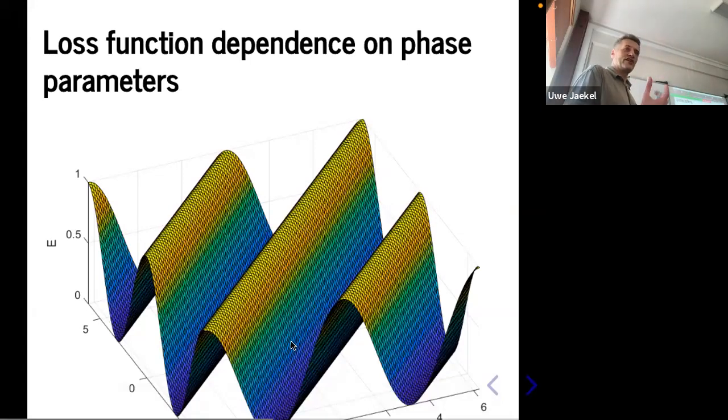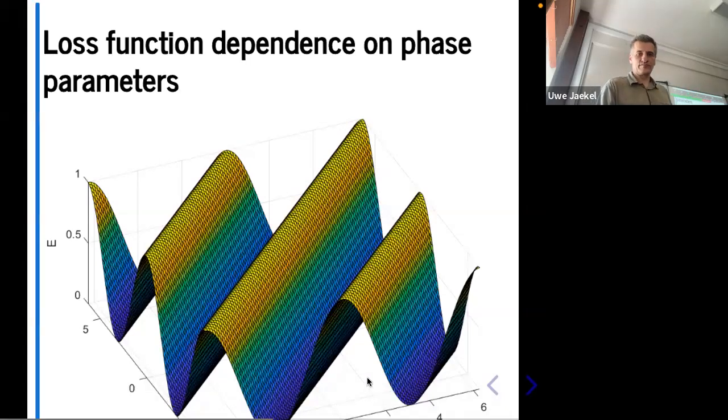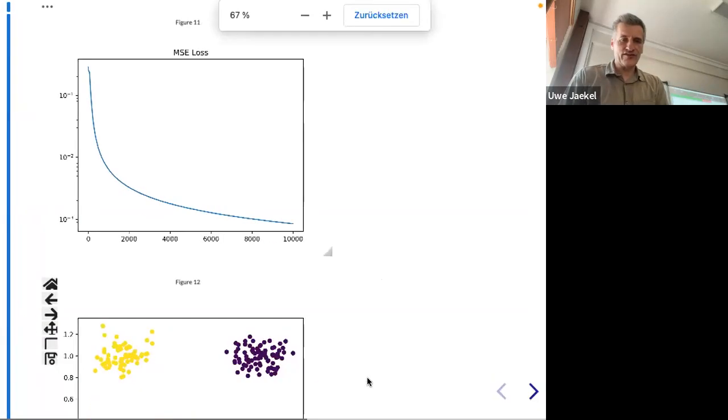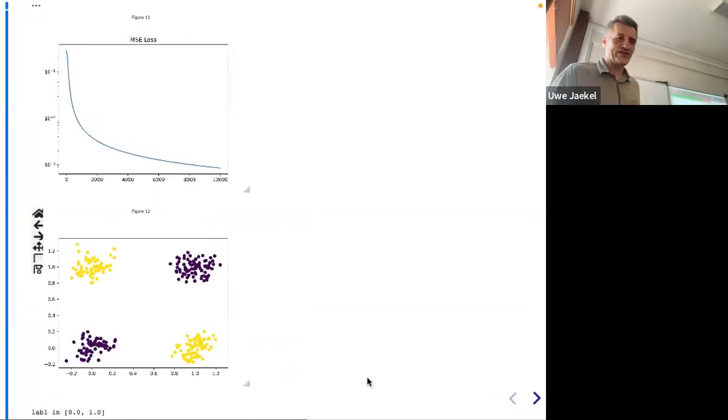So every network getting one of these solutions will give the same output. And just to show you that this actually works, and this guarantees convergence, here's just the output.